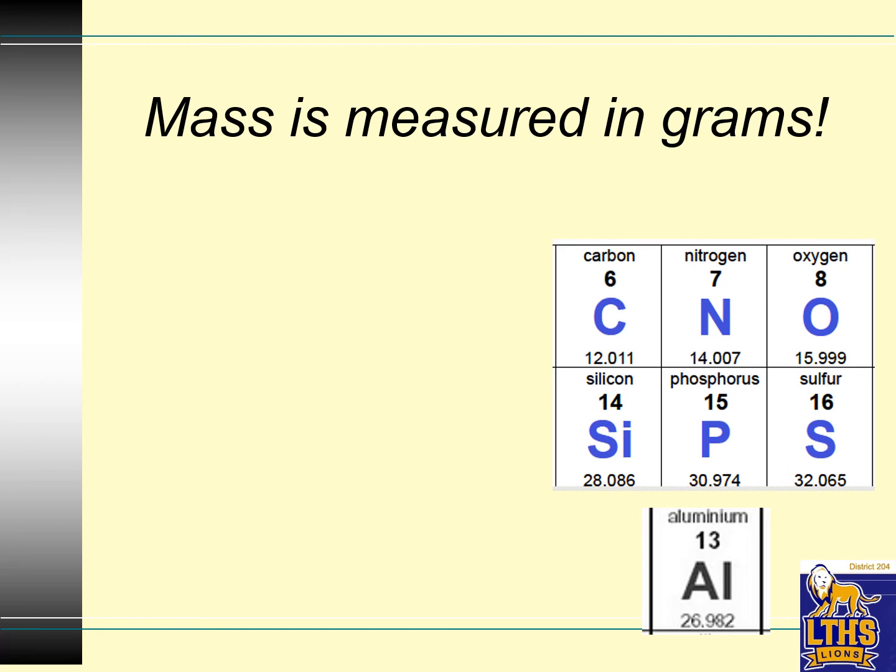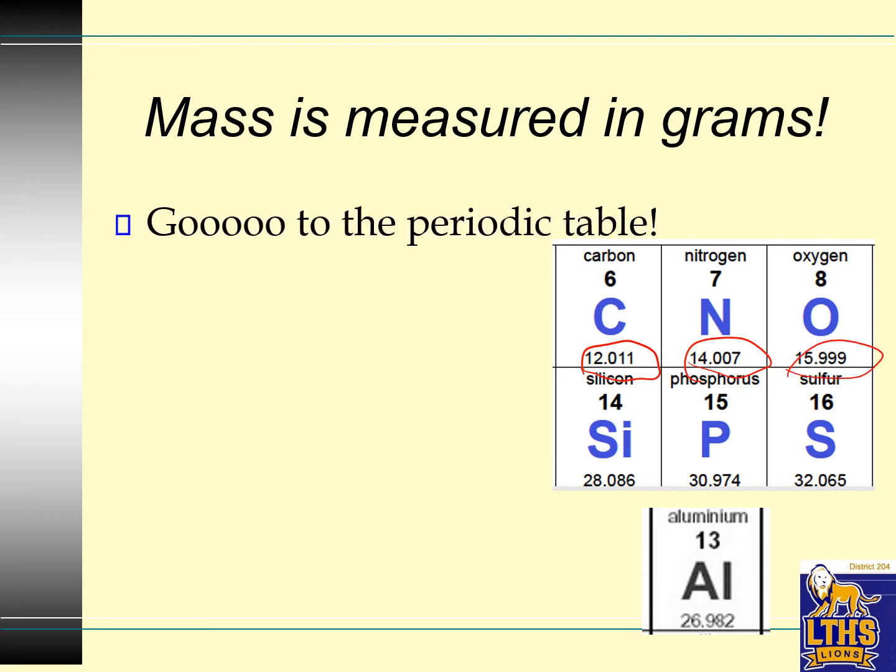Mass is going to be measured in grams. So this is how much 1 mole of carbon weighs. That's how much 1 mole of nitrogen weighs. That's how much 1 mole of oxygen weighs. So we go to the periodic table to get the grams to figure out how much 1 mole is.